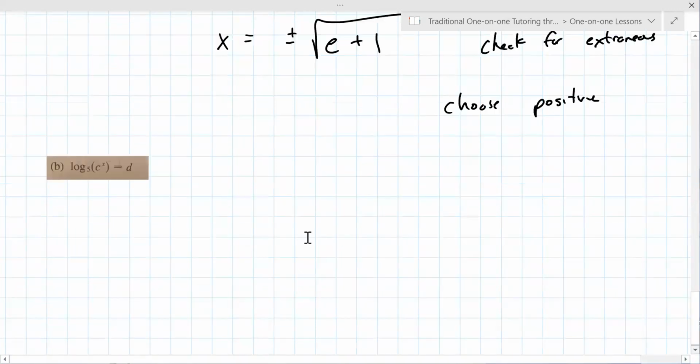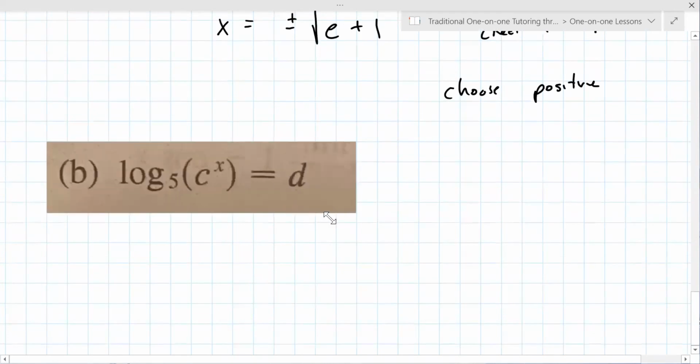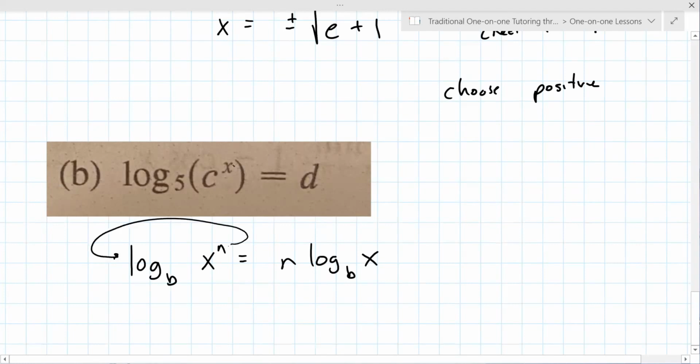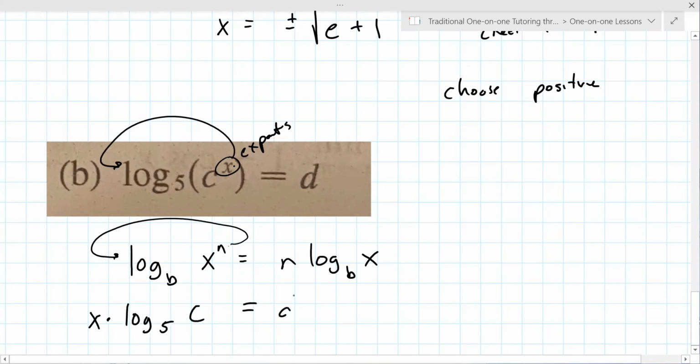Okay, so log base 5 of c to the x. The property we want to use here is log base b of x to the n equals n log base b of x. Basically, you can bring that exponent out in front. So this x is the exponent, and you're going to bring that out in front. So the reduction step here is this becomes x times log base 5 of c equals d.